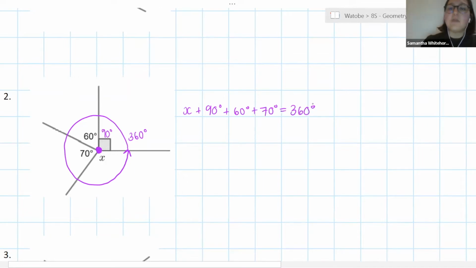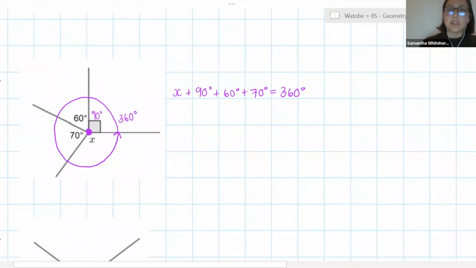Now, guys, again, I'm really just expanding and writing all the steps because we've just started. I want to make sure that everyone's on the same page. If you're happy to go straight to the answer, that is also fine. Just remember your reason. So my reason here we know is angles round a point.